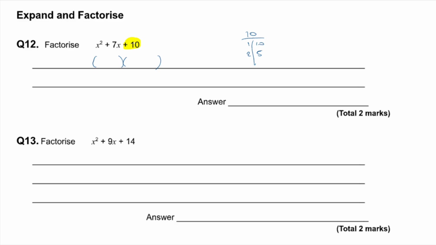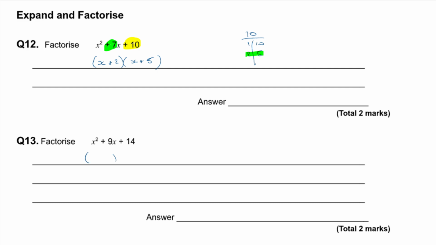And then once I've got the factor pairs, I think about which factor pair is going to deliver me that 7 in the middle. It's this pair here, the 2 and the 5. 2 plus 5 is 7, so that must be the pair I need. So I'm going to get (x + 2)(x + 5). Does it matter which way around they go? No, it doesn't.